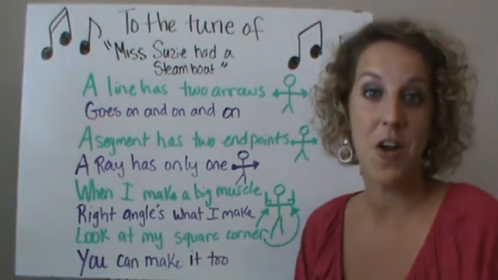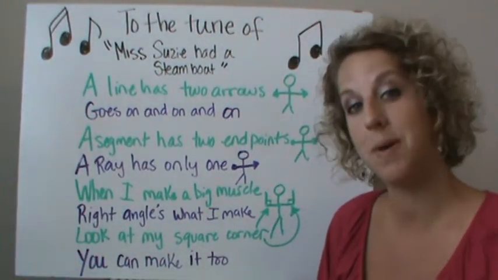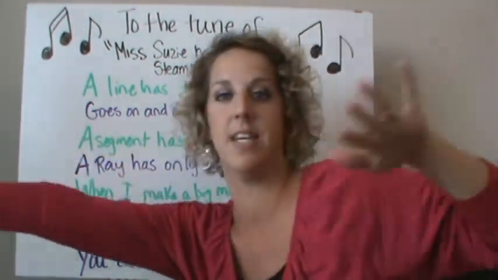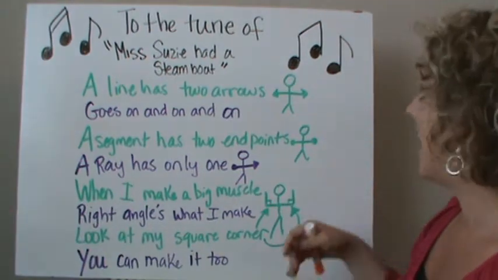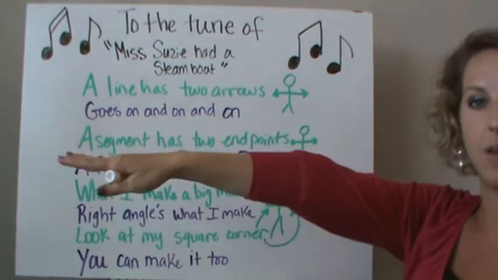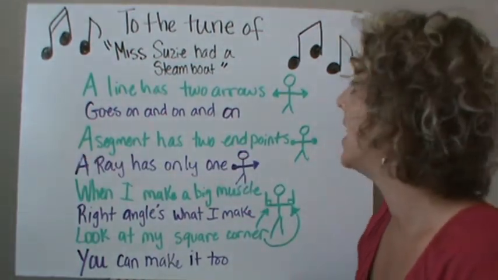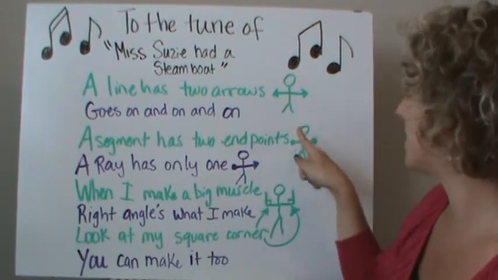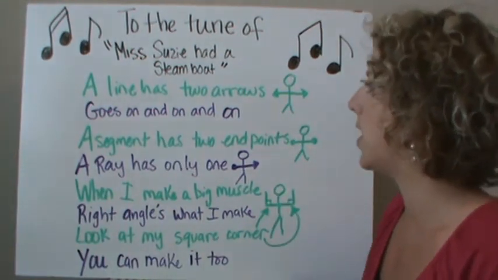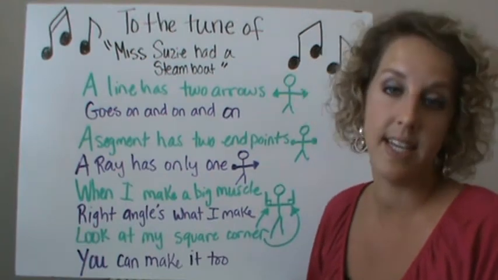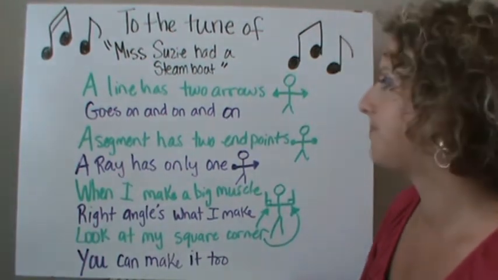Now, you have a song to go with it to help us remember. It's going to be hard to see me in the video put my arms out, because you can't see me put my arms out. So I've drawn a picture of what I'm doing. You'll be able to see one side of my body. So it goes something like this. And this is what you'll need to do with your body as you go along. To the tune of Miss Susie Had a Steamboat. Okay, you got it?